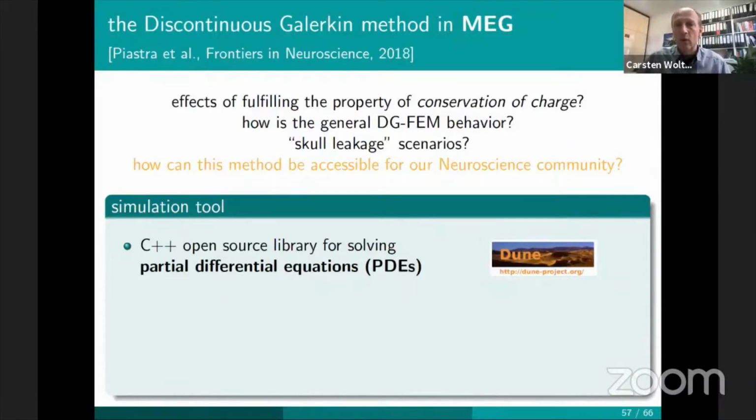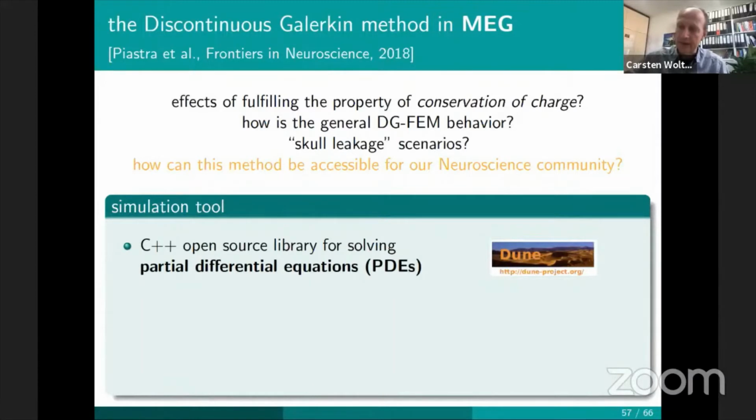So 10 years ago, when Christian Engwer came to Münster, we developed DuNeuro, which is based on the Dune project. In DuNeuro, we have re-implemented the Lagrangian approaches on the EEG and MEG side, and Dune made it possible that we could, not easily, but we could extend our developments towards more sophisticated FEM approaches, for example, discontinuous Galerkin or CutFEM approaches. So we use the features of the Dune toolbox. And most of the software is now written in C++. It's open source. It can solve partial differential equations, and we offer it.